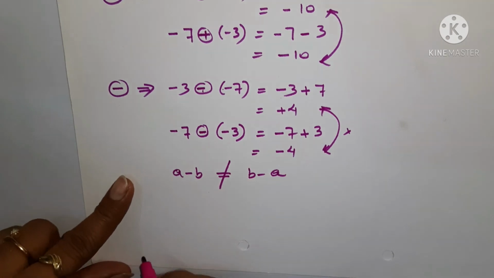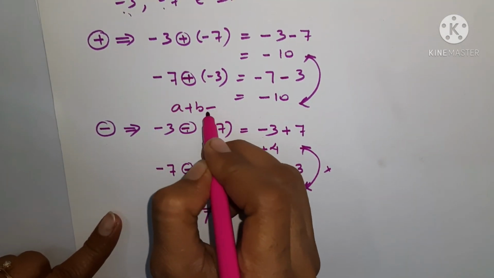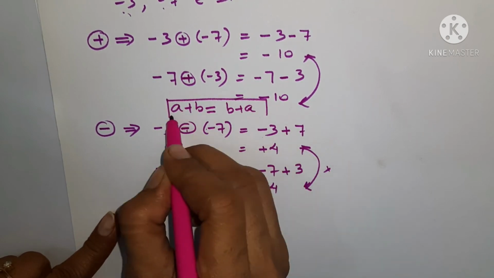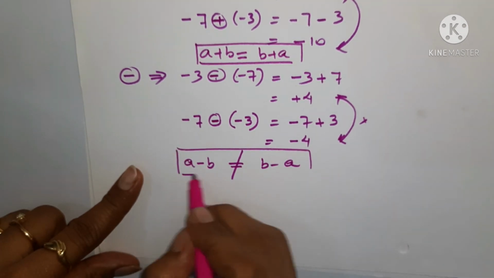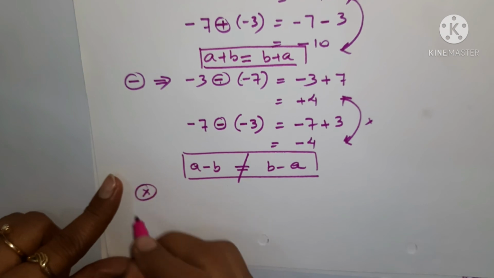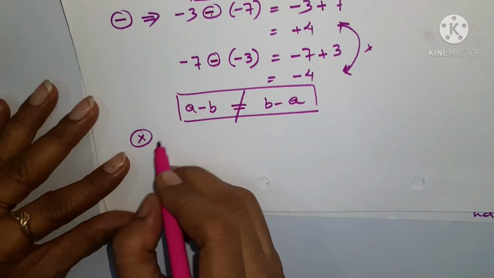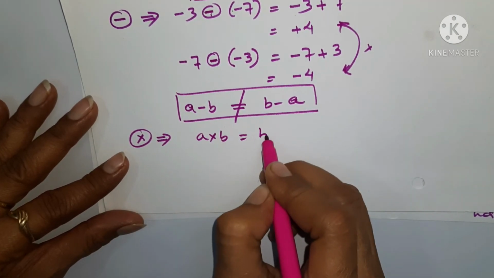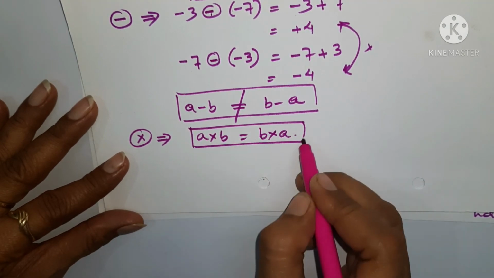This is not possible. But in case of addition, you can say that a plus b is equal to b plus a. Understood? In this case, a minus b is not equal to b minus a. Similarly, for the multiplication operation, definitely a into b is equal to b into a. A into b is equal to b into a.